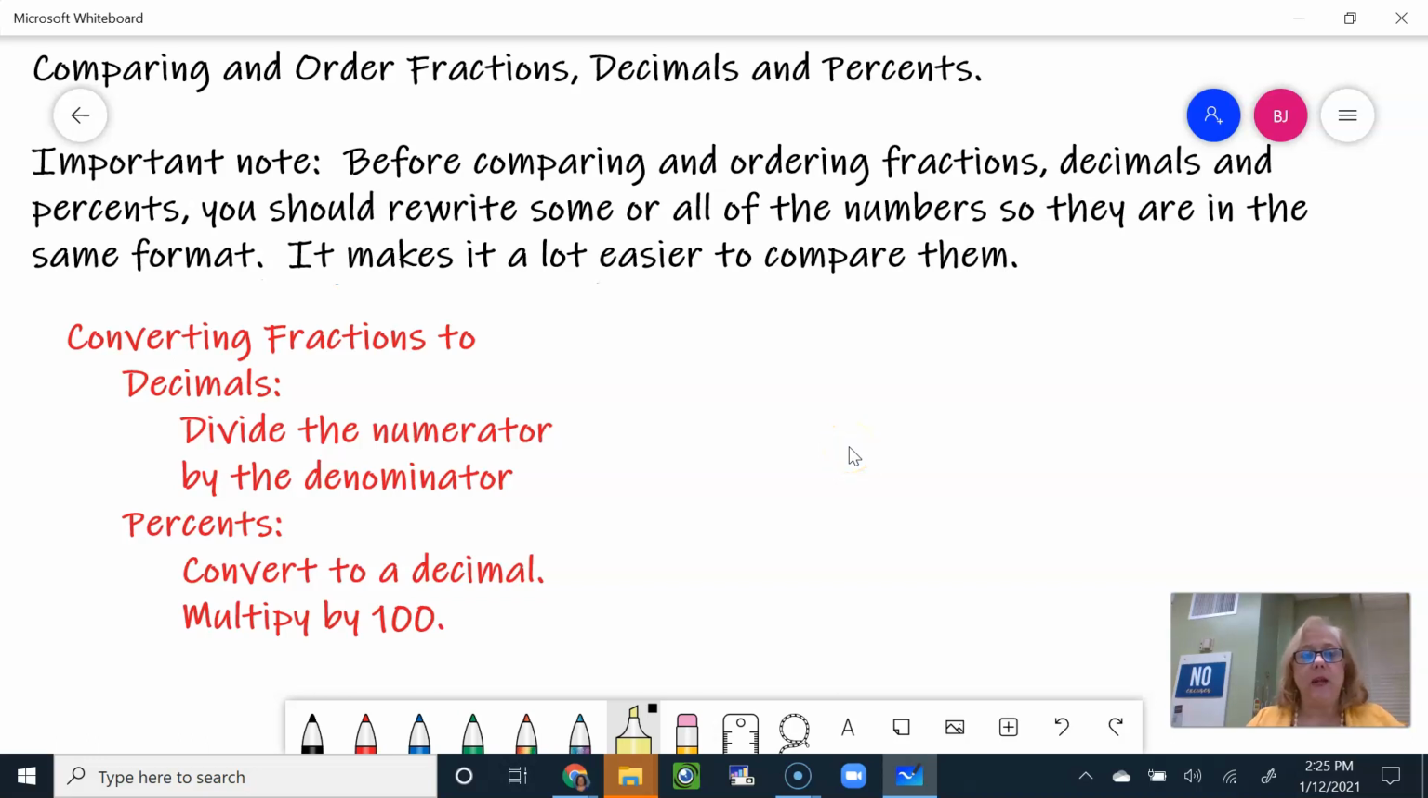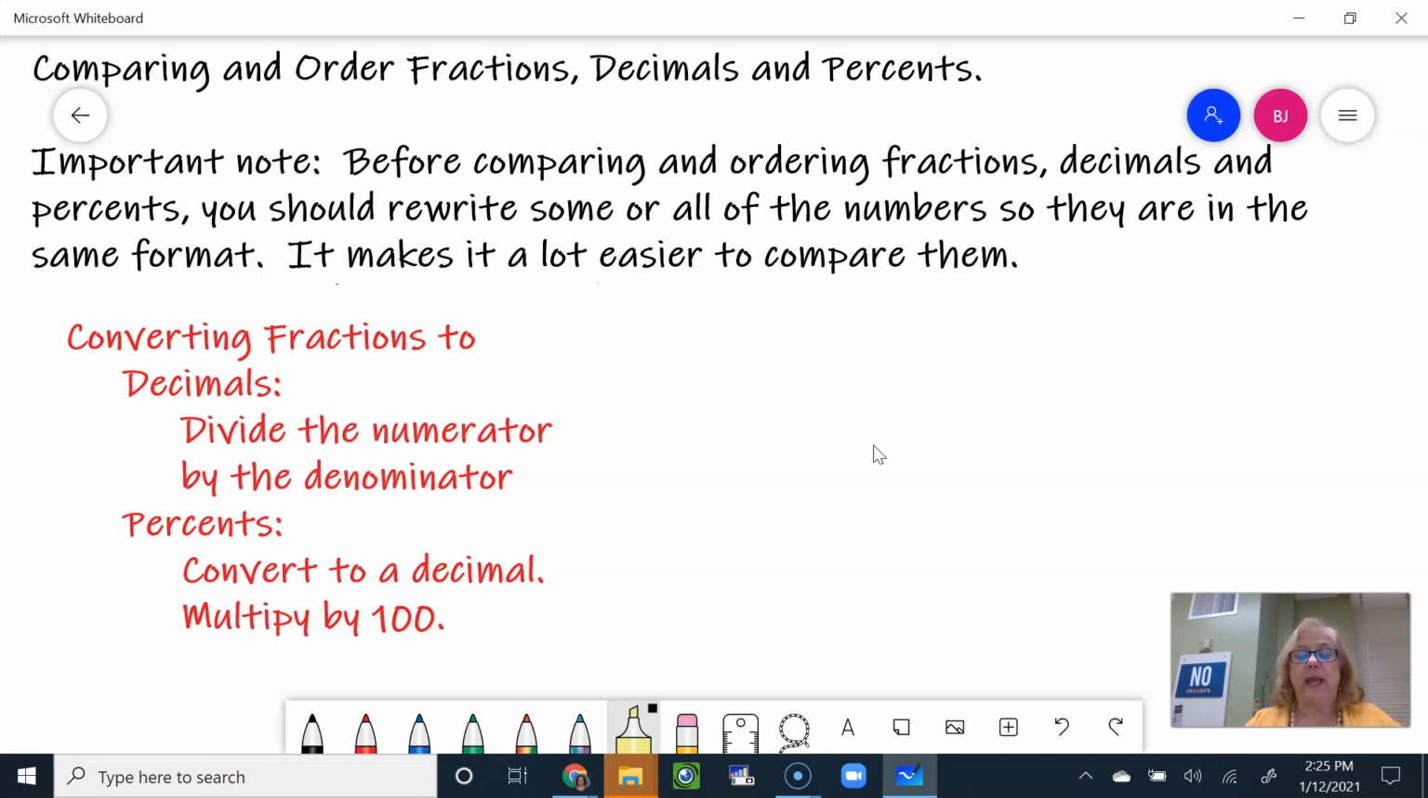Class, today we're going to be comparing and ordering fractions and decimals and percents. Something you might want to do now is to pause your video and write some notes. The important note here is before comparing and ordering fractions, decimals, and percents, you should rewrite some or all of the numbers so they are in the same format. It makes it a lot easier to compare.